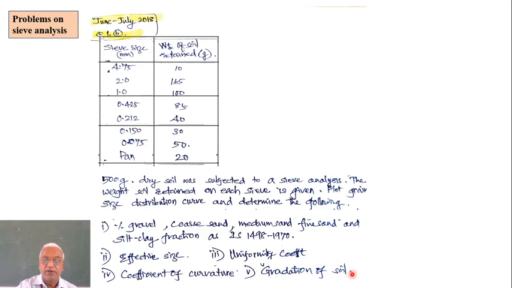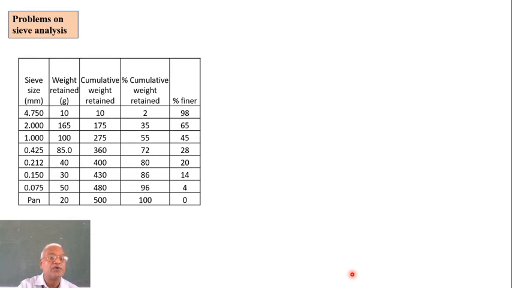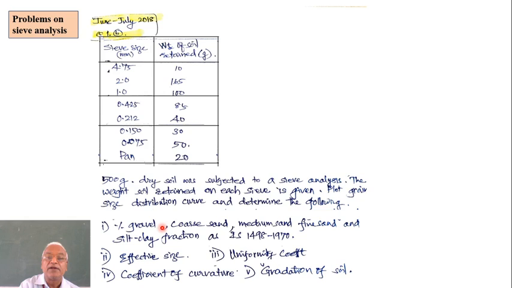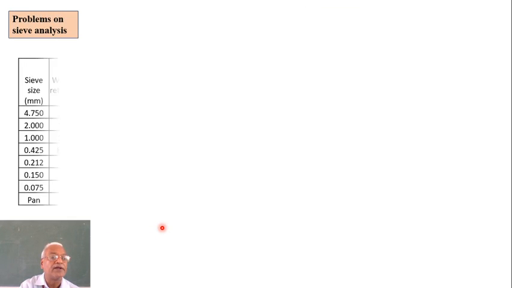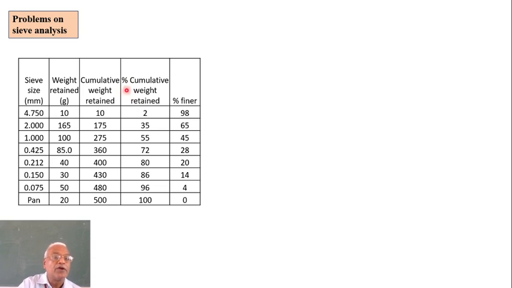Okay, we'll do the calculation and then plot the data. Here I have worked out from 4.75 up to the pan. The weight retained is given: 10 grams, 165, 100, 85, 40, 30, 50 and 20. I think that is the data. 10, 165, 100, 85, 40, 30, 50, 20. Okay, now the cumulative weight retained.